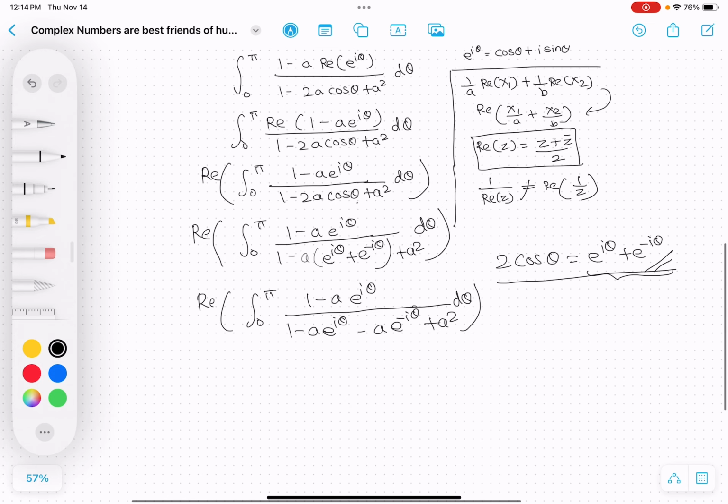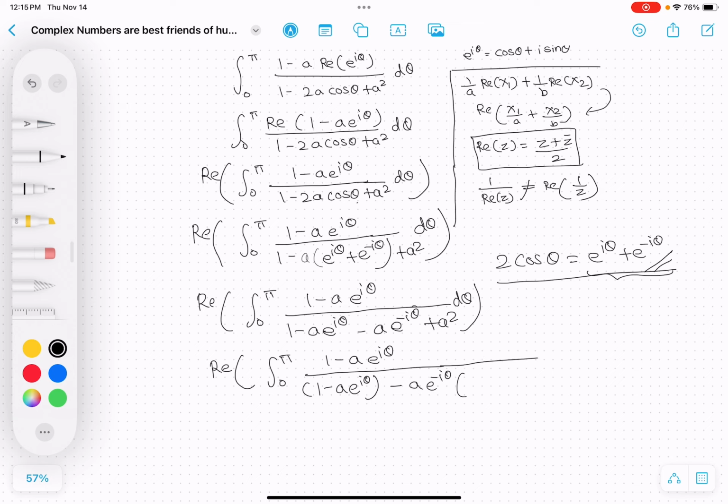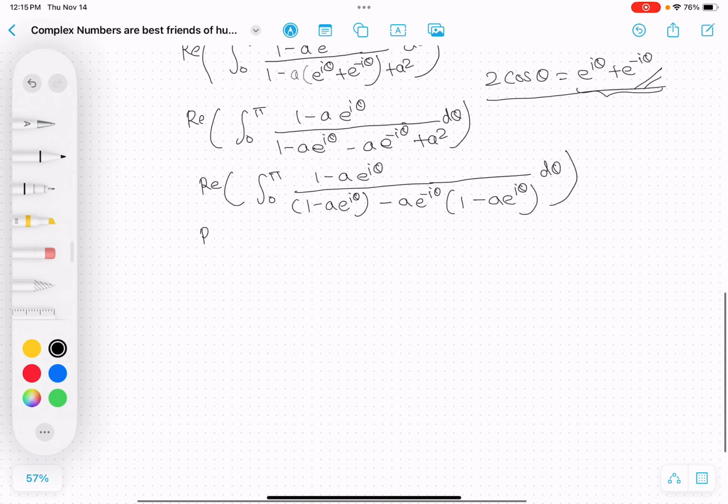The next step is, this will again be the real part of the integral from 0 to pi of (1 minus a e to the power i theta) divided by (1 minus a e to the power i theta) times, over here if you take a e to the power minus i theta common, (1 minus a e to the power i theta). So you see that it's clearly factorizable, and that will be helpful for us in the further solution.